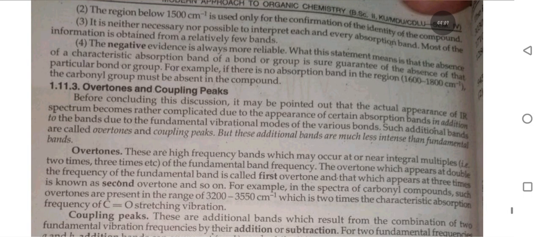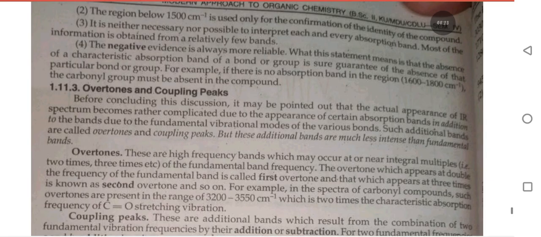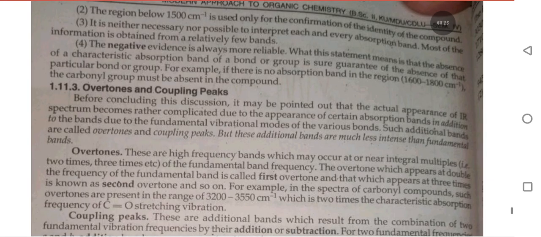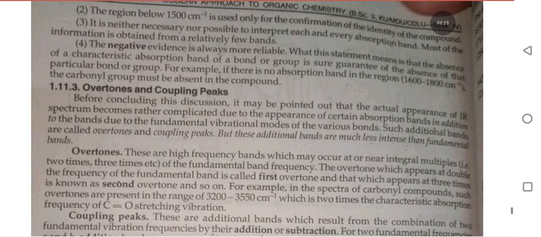The negative evidence is always more reliable. What this statement means is that the absence of a characteristic absorption band of a bond or group is a sure guarantee of the absence of that particular bond or group. For example, if there is no absorption band in the region 1600 to 1800 cm⁻¹, the carbonyl group must be absent in the compound.